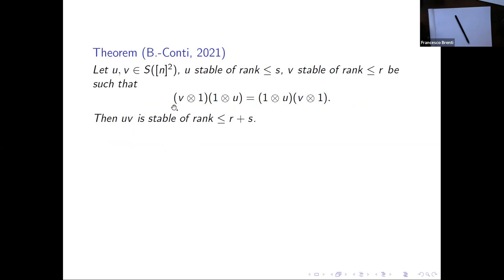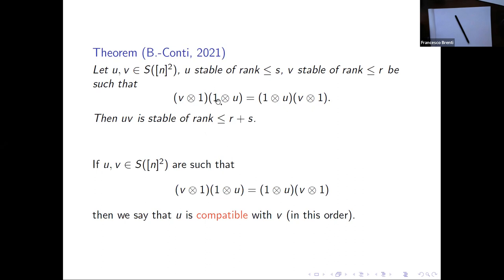So if you take, again, I'm only talking about the discrete square, dimension two, U and V, permutations of n square, U stable of rank at most S, V stable of rank at most R, and suppose that one tensor U commutes with V tensor one. Then the product is stable of rank at most R plus S. So these two results already produce quite a lot of stable permutations because you can take all the stable transpositions that are compatible and multiply them. And this condition comes up so often that we gave it a name. So if U and V satisfy this equation, we say that U is compatible with V.